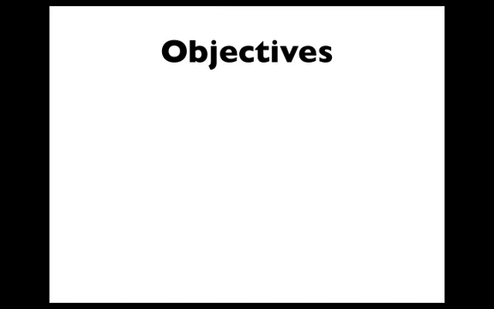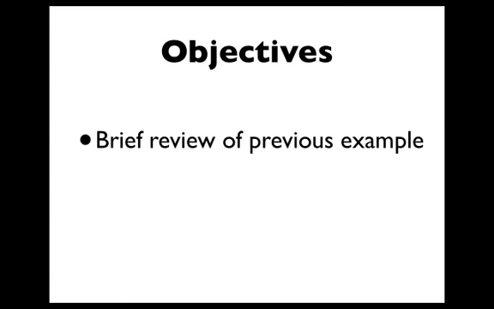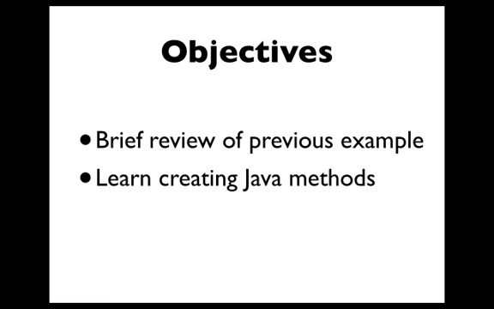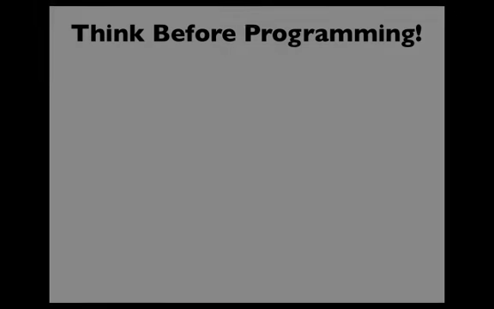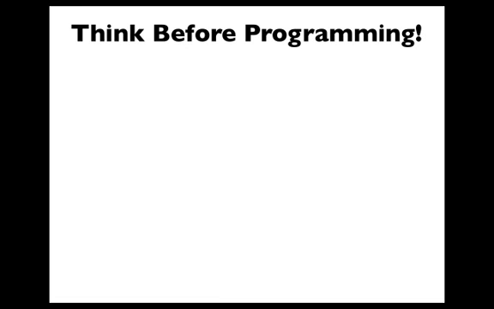In this session we will briefly review a previous example, we'll review how to create Java methods, and we'll use those Java methods to complete a program. It's always a good idea to think before programming. As I often say, you can never write a program to solve a problem unless you fully understand that problem itself. So let's think about averaging, or calculating an average, given a list of numbers.